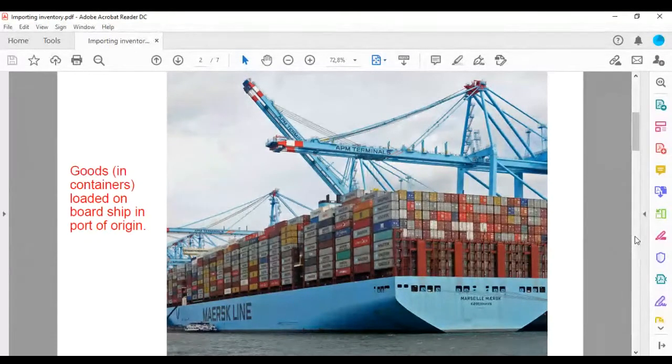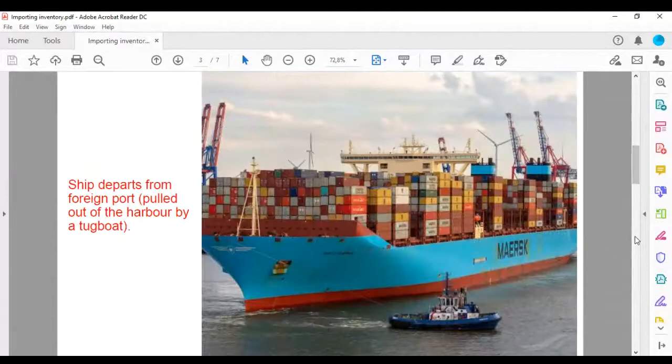Right, and then as we know, what comes next? The ship must depart. So there's a harbour master who knows the harbour very well. They cannot have that huge ship maneuver within the harbour, so they've got these tugboats. There's a tugboat pulling the ship out of the harbour.